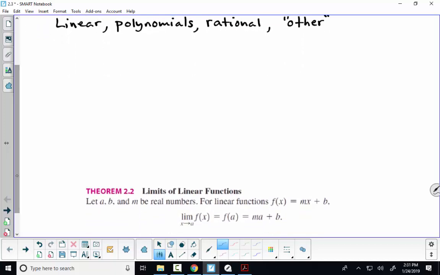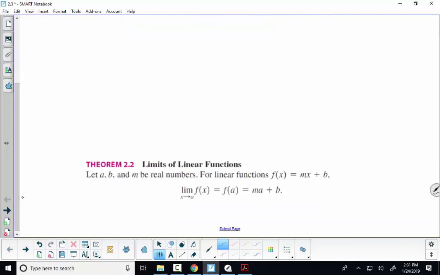So if you look at theorem 2.2, we're starting off with the linear, kind of like you did in pre-calc, then we look at polynomials, then rationals, and then other. But theorem 2.2 says that a, b, and m are real numbers, and for a linear function, mx plus b, the limit as x approaches a is determined by plugging a directly into the function. Okay. So whatever x is approaching, we're just plugging that into the function itself for x.